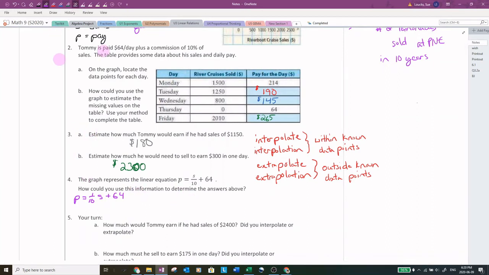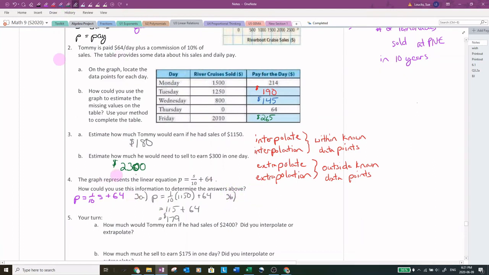So 3a, we know that sales is 1150, so we'll replace the S with 1150. So pay equals 1 over 10 times the 1150 in sales plus 64. And that equals $179. So our estimate of 180 read off the graph was pretty good. Okay, let's do 3b.